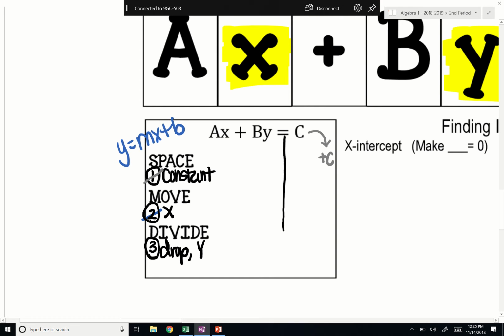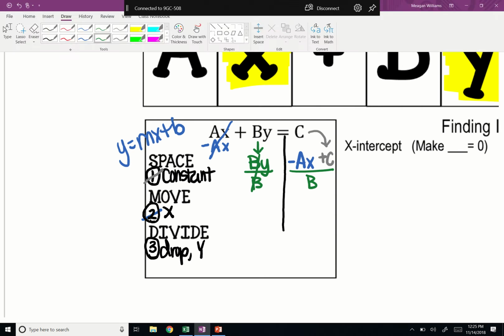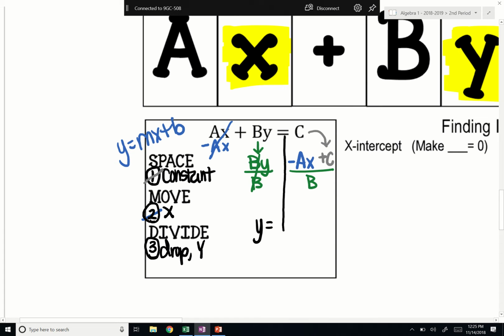Now what am I going to move? Minus A. Yes, minus AX because I'm moving my X's. And then I'm going to drop down the what? BY, and I'm going to divide by what letter? B. So that's going to leave me with y equals negative A over B. Bring your X to the side. Does everybody see what I did there? And then positive C over what? B.